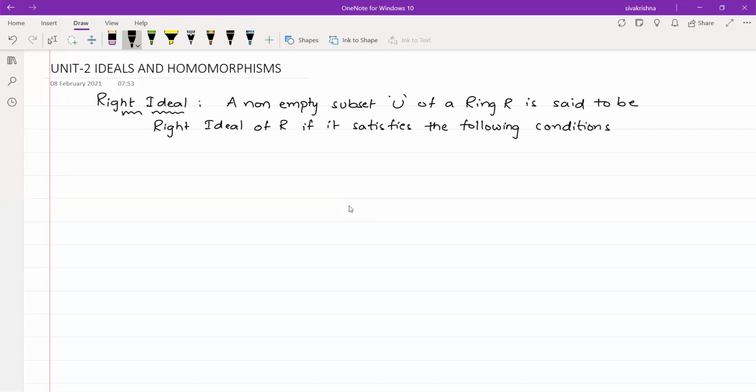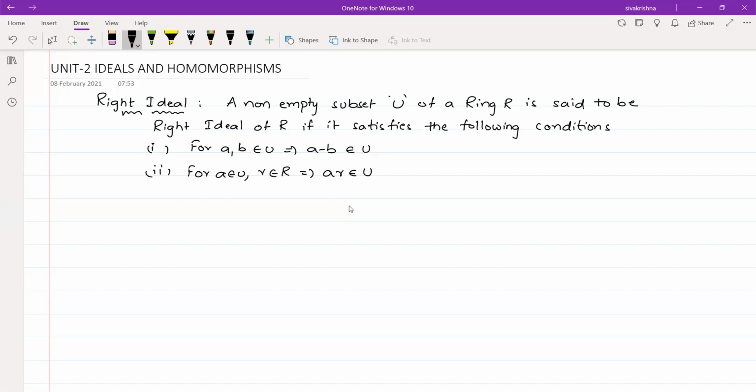First one. For a, b belongs to capital U implies a minus b should also belong to capital U. That is the first condition we have to prove. And in the second condition, for a belongs to U, small r belongs to capital R implies we have to prove that ar should also belong to capital U. So if these two conditions are satisfied by a non-empty set capital U of a ring capital R, then we say that that non-empty set U is a right ideal of capital R.